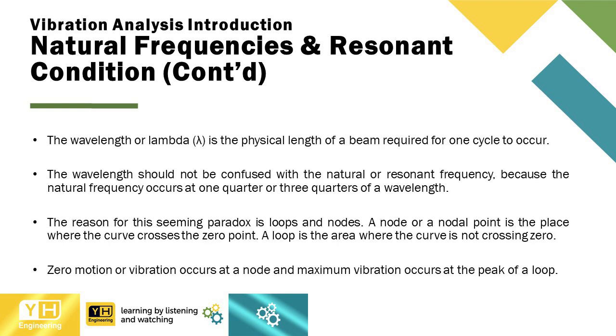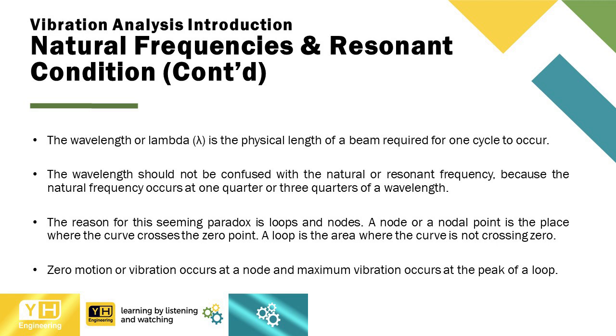The wavelength or lambda is the physical length of a beam required for one cycle to occur. The wavelength should not be confused with the natural or resonant frequency, because the natural frequency occurs at 1/4 or 3/4 of a wavelength. The reason for this seeming paradox is loops and nodes.